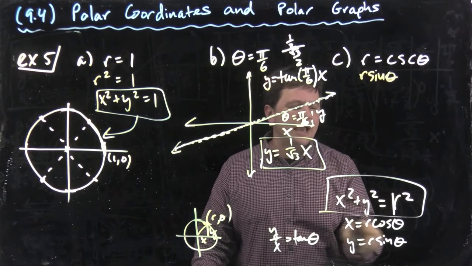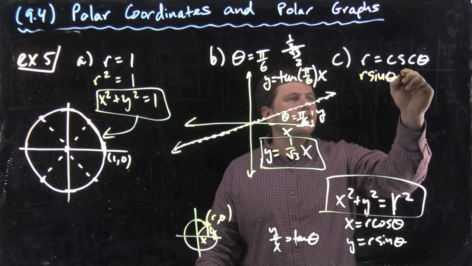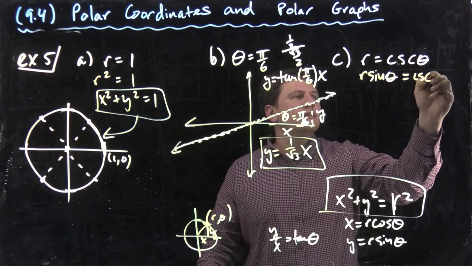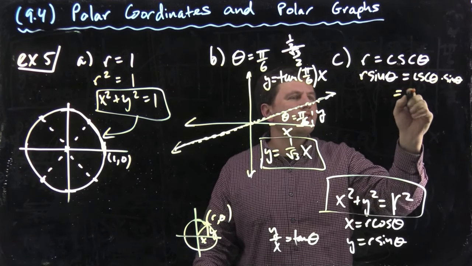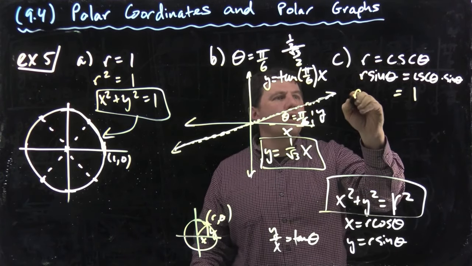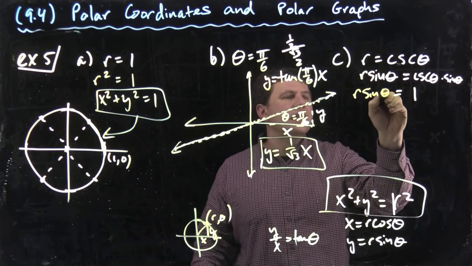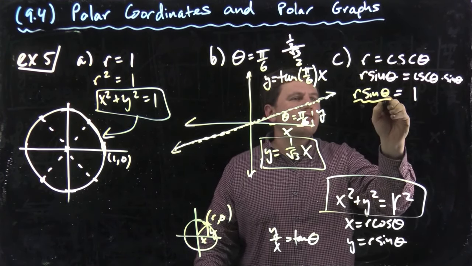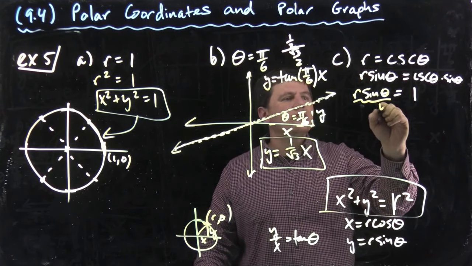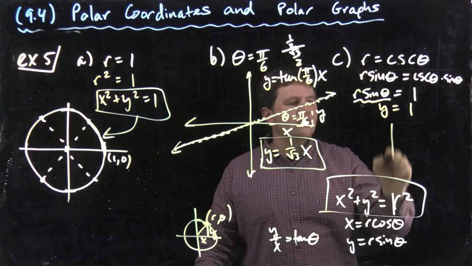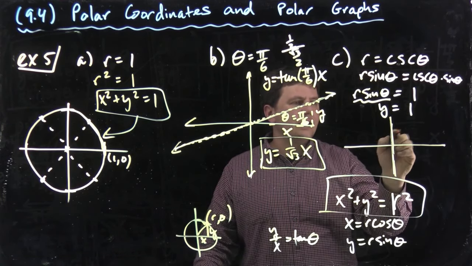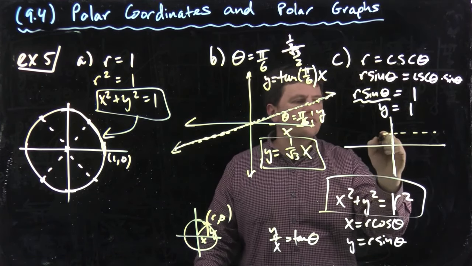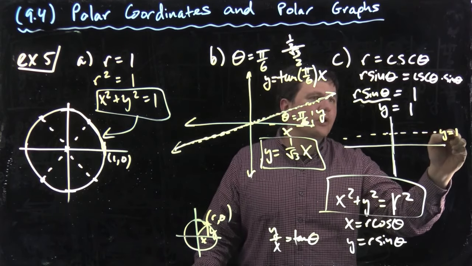Why would I want to do that? Because now I'm going to be able to use these here. And then cosecant theta times sine of theta, those of course are reciprocals. So we get 1 is equal to r sine of theta. And so r sine of theta is of course y, so I get y equals 1. So this gives us our horizontal line. So y equals 1, and this would be that equation.